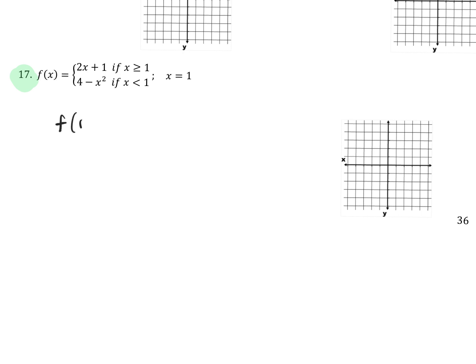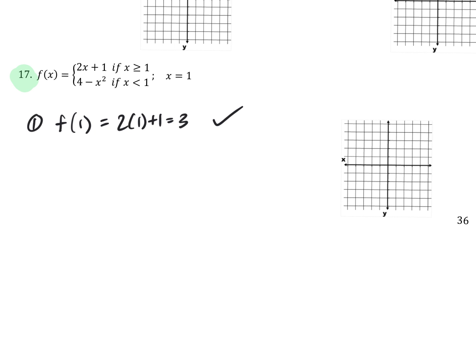What's f of 1 going to be? Which one, top or bottom? Top one, right? x is greater than or equal to 1. So I'd have 2 times 1 plus 1. Final answer is 3. Does f of 1 exist? Yeah, it's 3. We got a point.